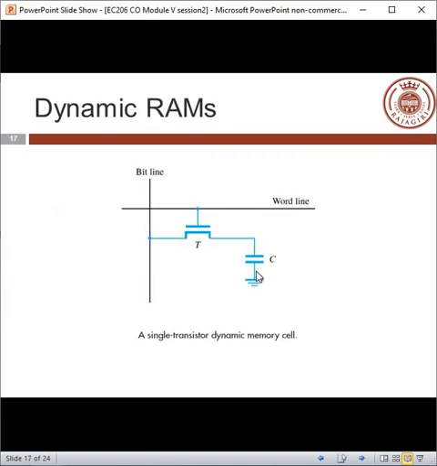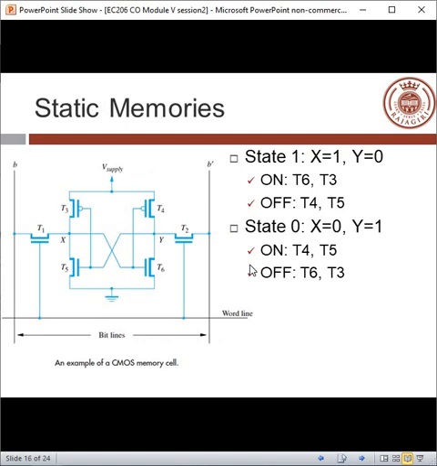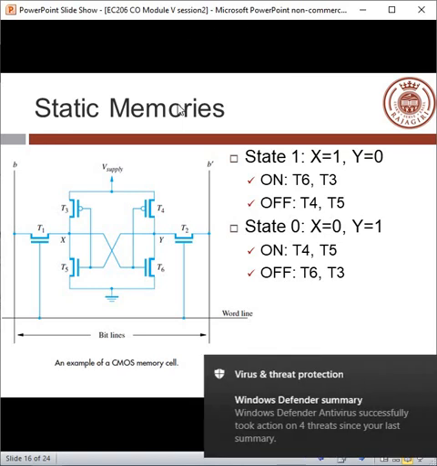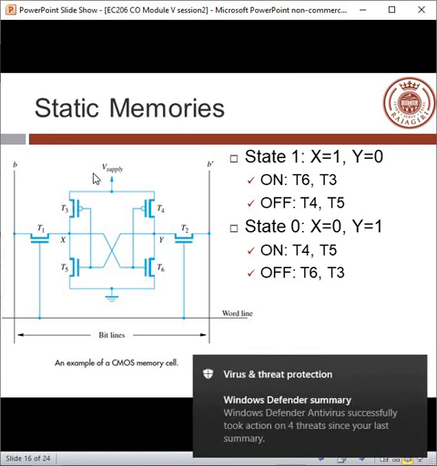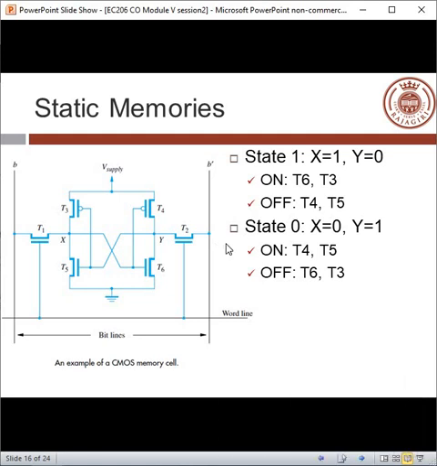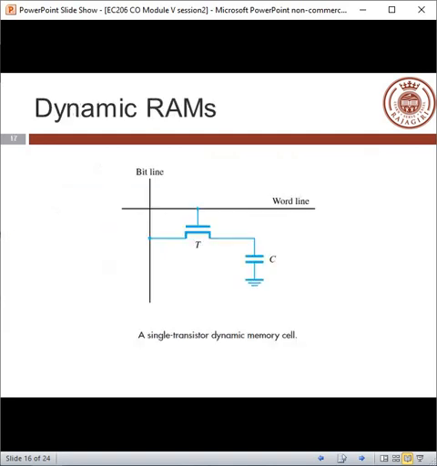Now we will talk about dynamic memory. Before that, the advantage of static memory is that it has high speed and we don't need periodic refreshing. But the disadvantage of static memory is that to store a single bit of data, we have 6 transistors. So that is not economical. So we need some other memory solution, which is called dynamic memory.